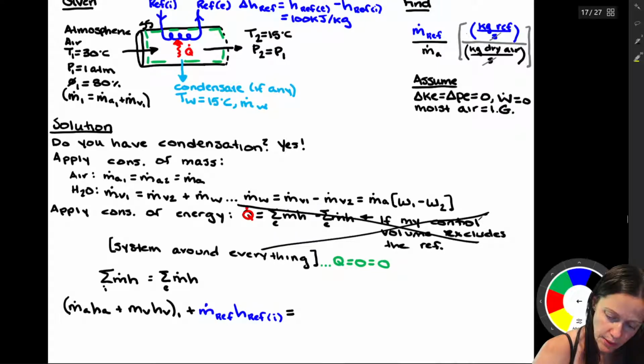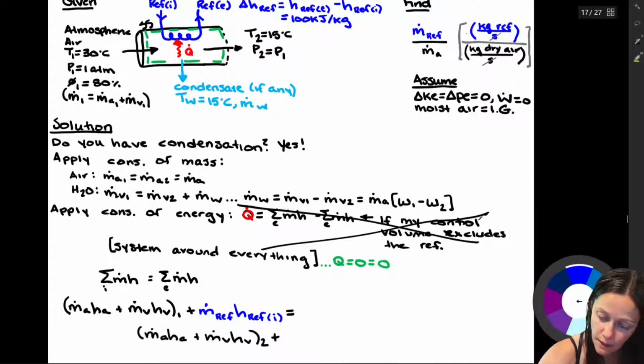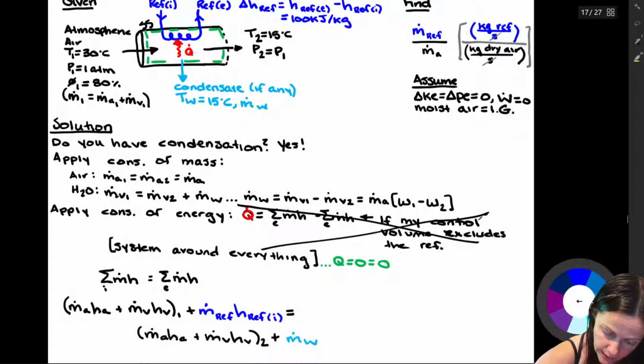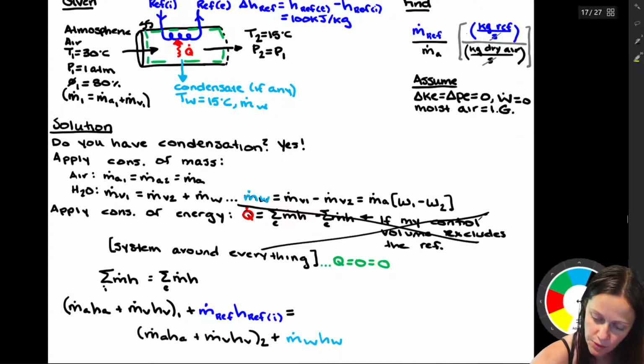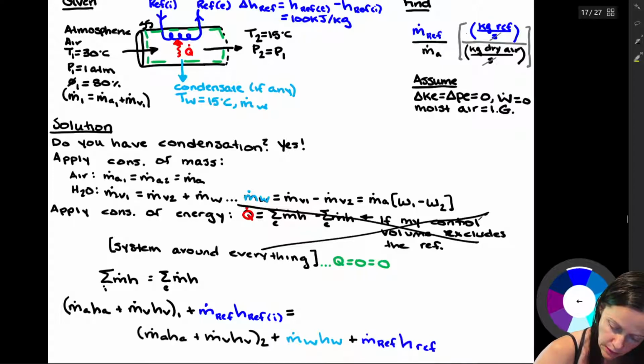I'd like to keep everything in the picture as much as I can. Then I've got things going out. So I've got the moist air going out. Let's handle him first. I've got m dot a HA plus m dot v HV. That's the moist air coming out. Plus, I've also got m dot W, HW, the condensate, which remember, I've actually defined right there, so I won't forget that. And then of course, I've got one more thing going out, and that's the refrigerant. So it'll be m dot of my refrigerant, enthalpy of my refrigerant, going out.